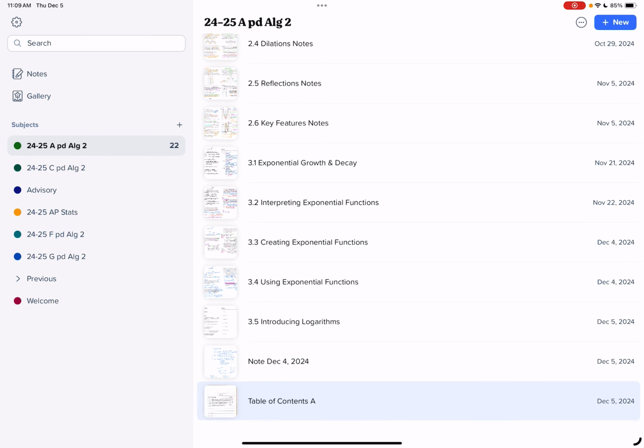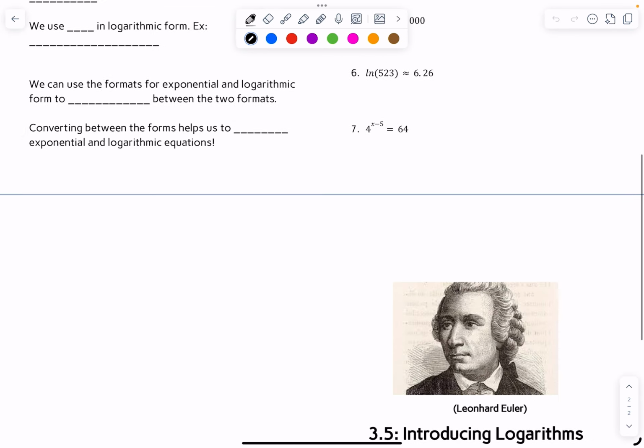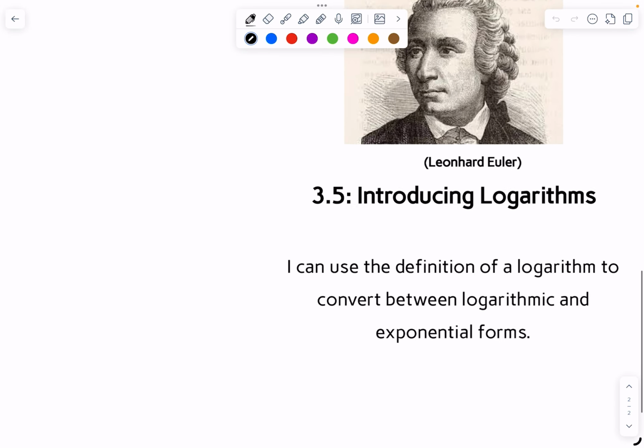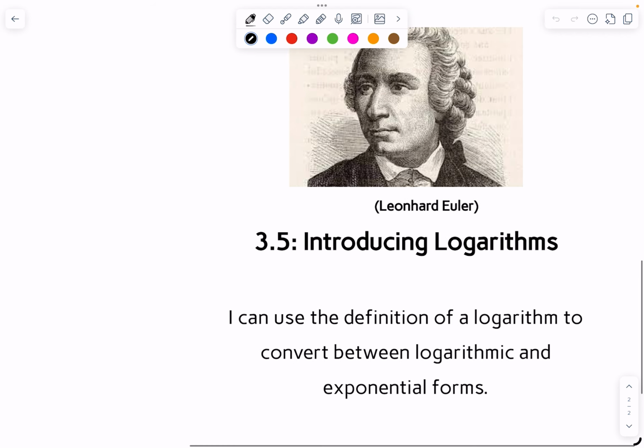And then we're going to go back, and we're going to open up those 3.5 notes. So we're introducing logarithms here. This is a drawing of a man named Leonard Euler. The pronunciation I'm not so sure about, but he was a Swiss mathematician back in the 1700s, and he has to do with logarithms. So you're going to see that a little bit today.